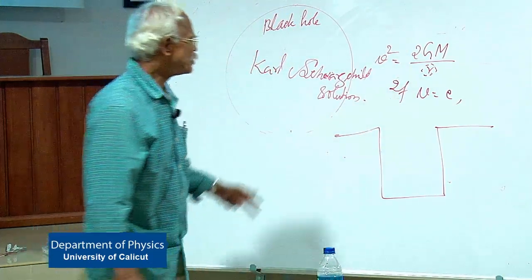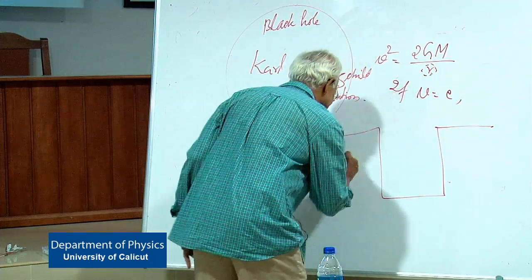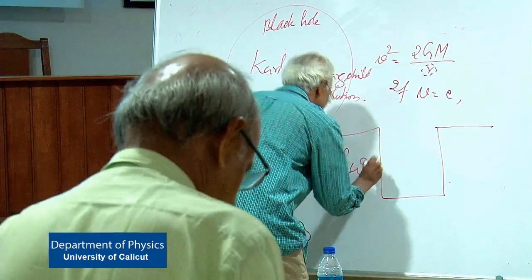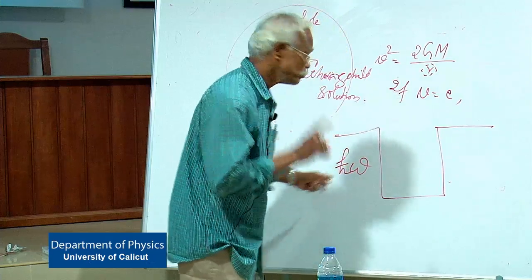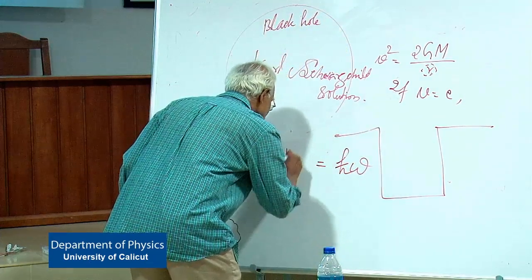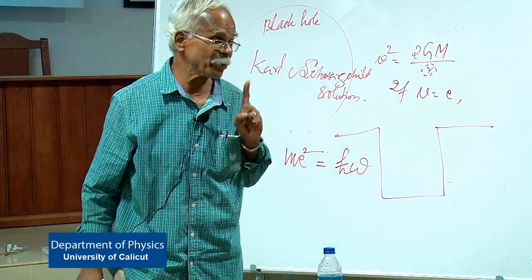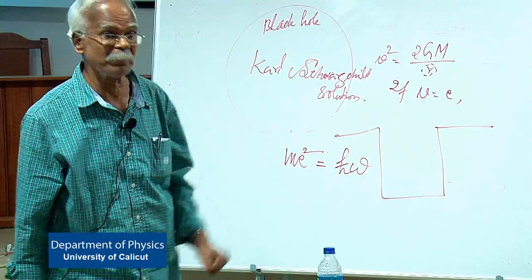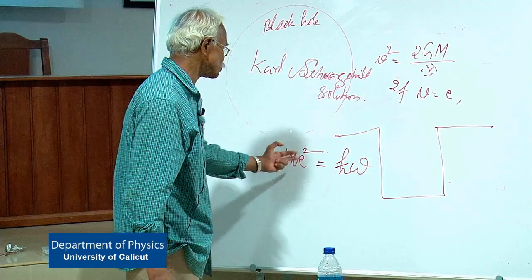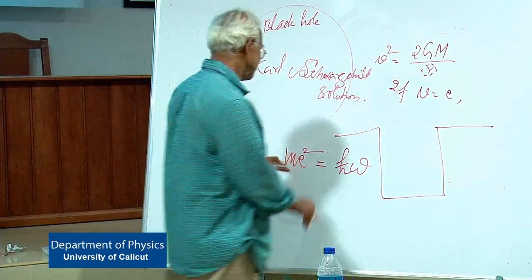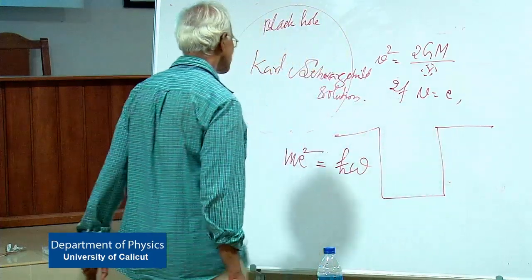So if it is light, its energy is h cross omega. Even though light has no rest mass, it has relativistic mass, where mc square is h cross omega or h nu. So m equal to h cross omega by c square.